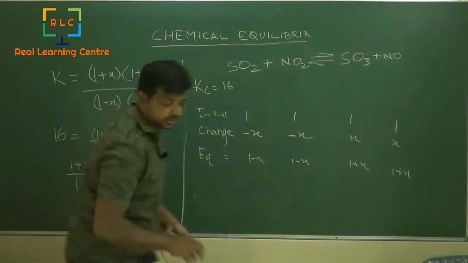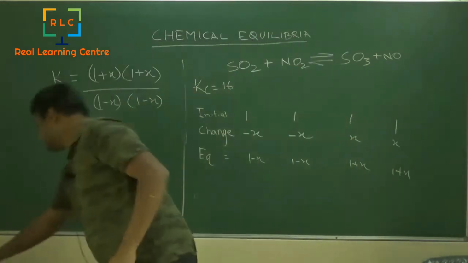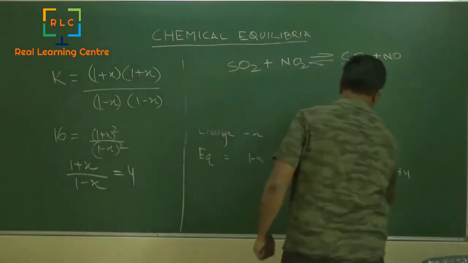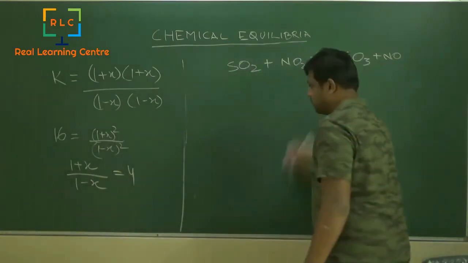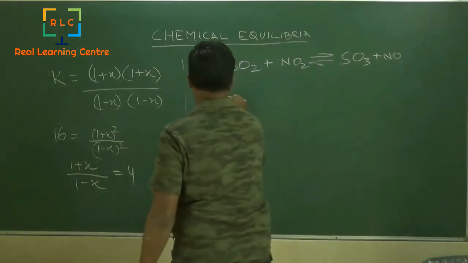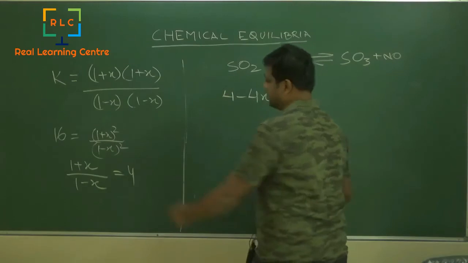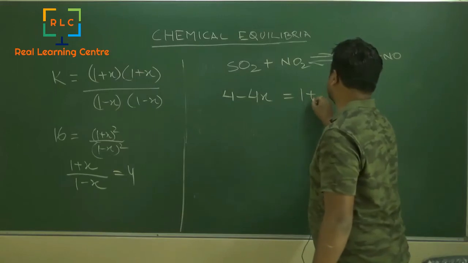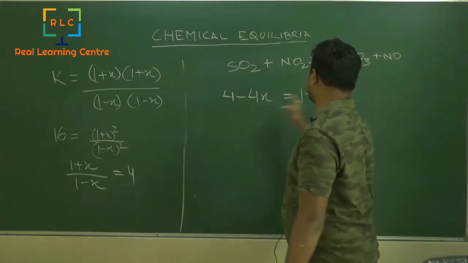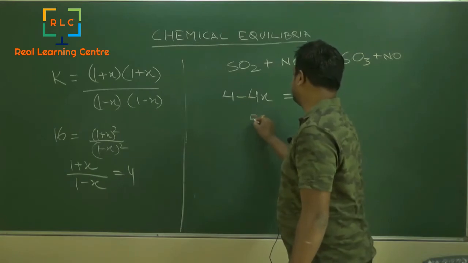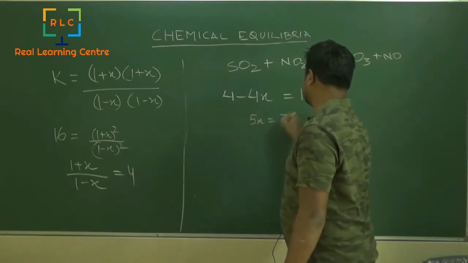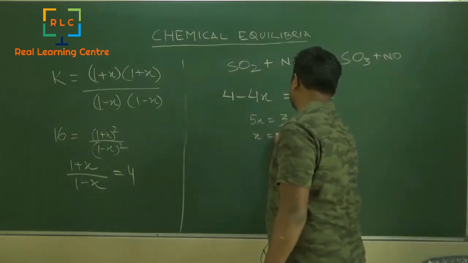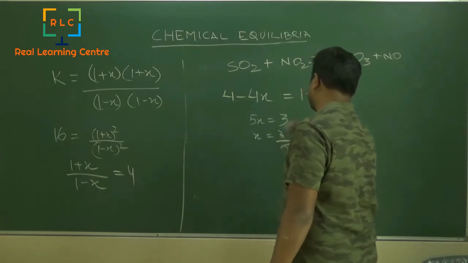Now what I can do is do a cross multiplication. Okay, let me just rub this. So once I cross multiply, I get 4 minus 4x. This comes this side. So 4 into 1 minus x is 4 minus 4x is equal to 1 plus x. 1 goes that side, 4x comes this side. I get 5x is equal to 3. So you get 3 equal to 5x. So I have written it 5x equal to 3. And finally you get x equal to 3 by 5.